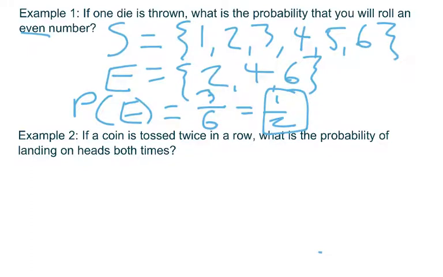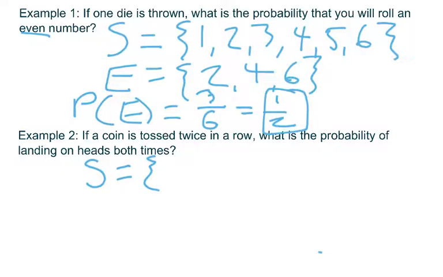Here's another example. If a coin is tossed twice in a row, what is the probability of landing on heads both times? So to use the definition of theoretical probability, you have to understand both the sample space and the event, and in particular, how many outcomes are in each. So let's think a little bit about what the sample space is for this problem, the set of all possible outcomes. You're tossing a coin twice in a row. What are the possible outcomes?